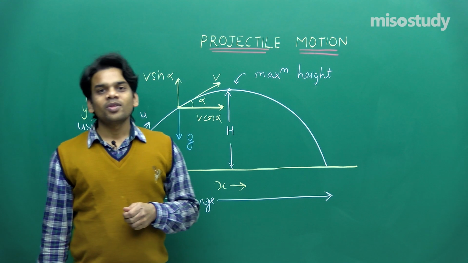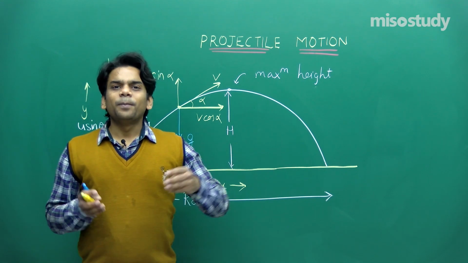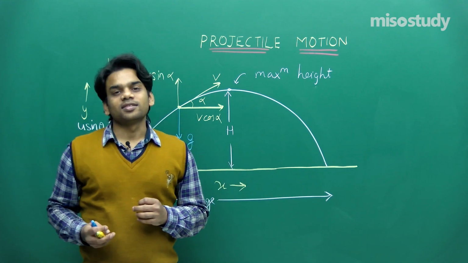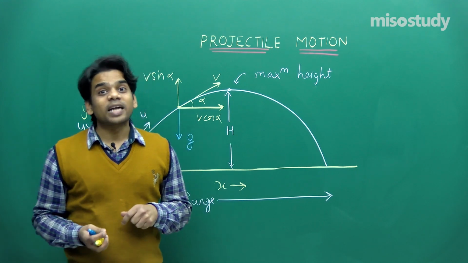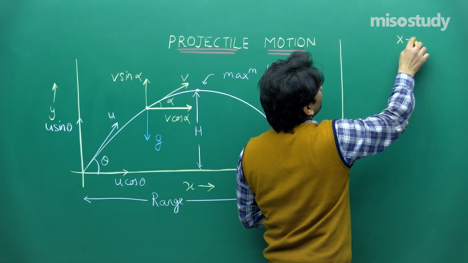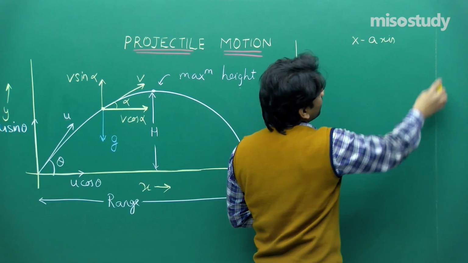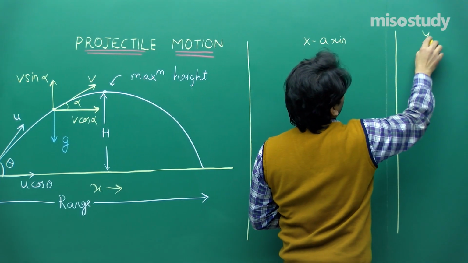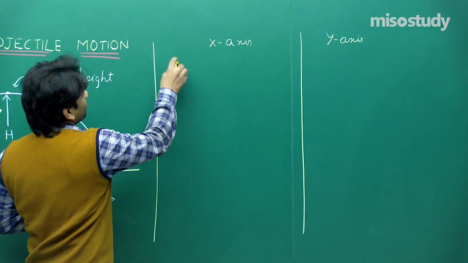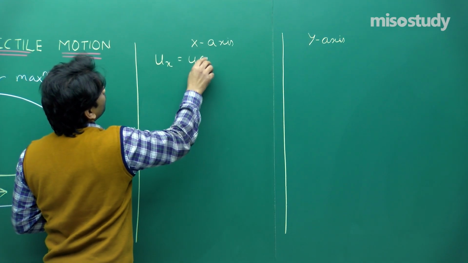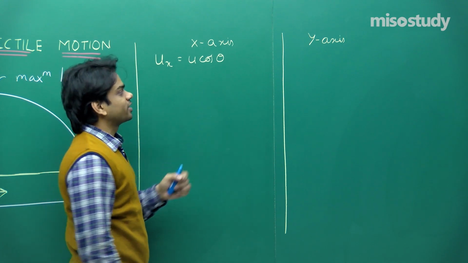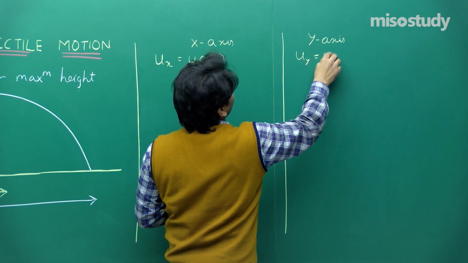Now to study projectile motion, we will break its motion along two dimensions, one along the x-axis and one along the y-axis. It will be very simple to find the variables that will be required. So we are going to study the motion along the x-axis and along the y-axis separately. Now you see, the initial velocity along the x direction is ux, and this will be equal to u cos theta. Remember, theta is the angle with the horizontal with which the body was projected, and the initial velocity along the vertical direction is u sin theta.